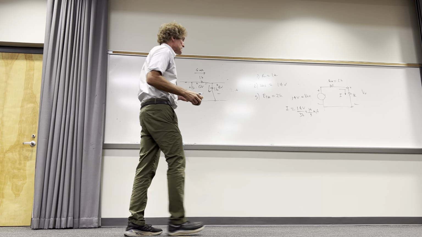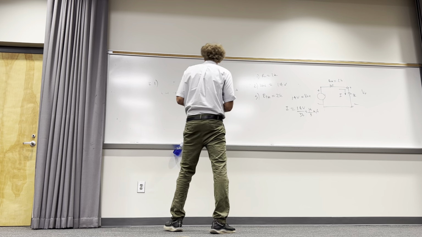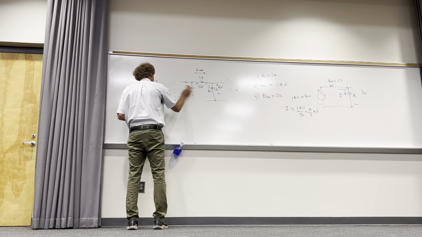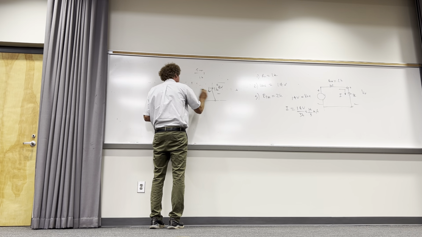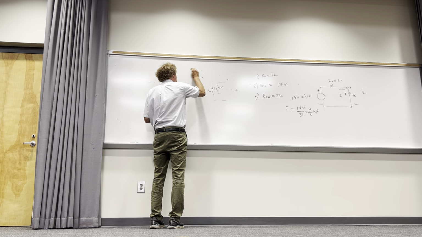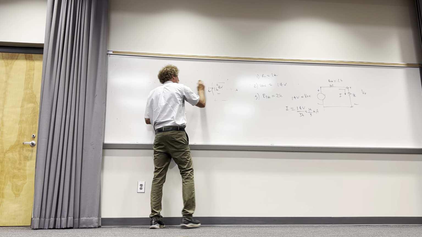I'm going to erase this. Let me erase this and I'll show you something. This is called a Thevenin-Norton transform. I'm going to show you this. I don't even know what page it's on in the book.